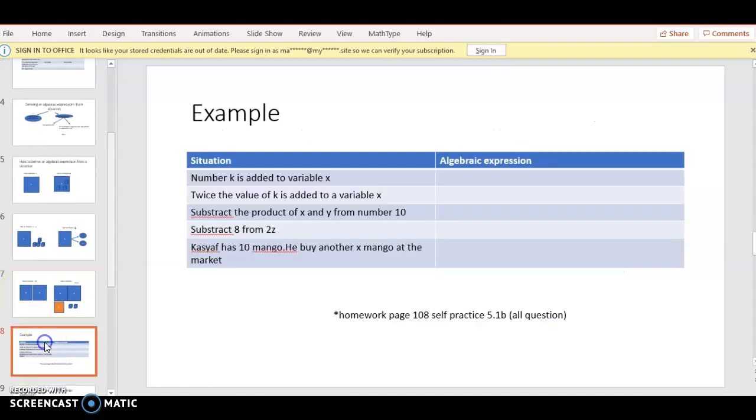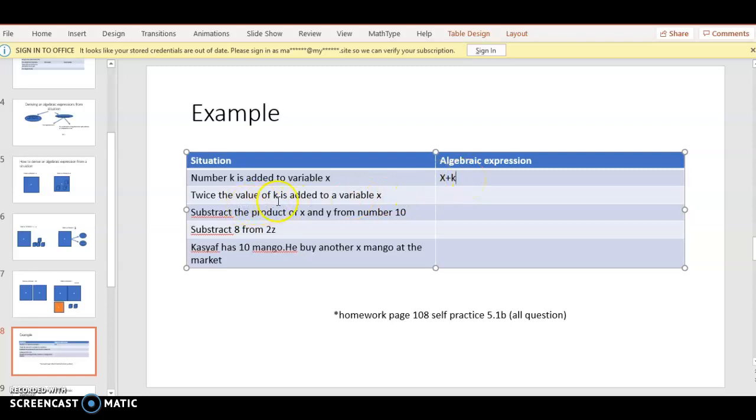Now we look at examples. A number k is added to variable x. So we have variable x, we add k to the x, so we will get x plus k.